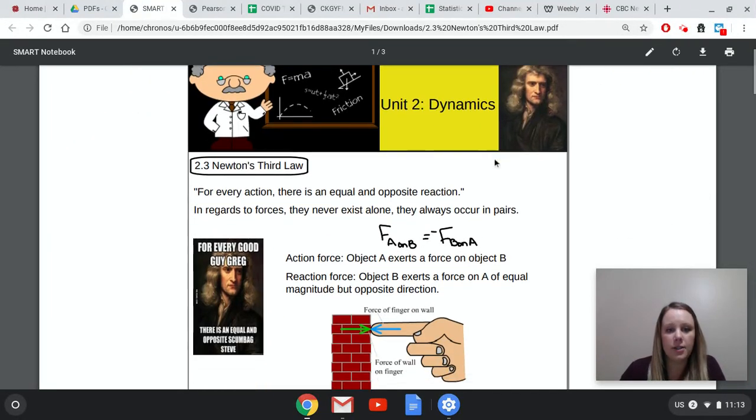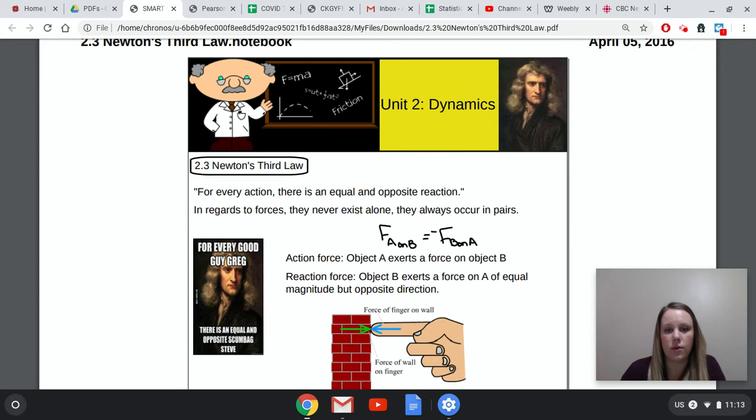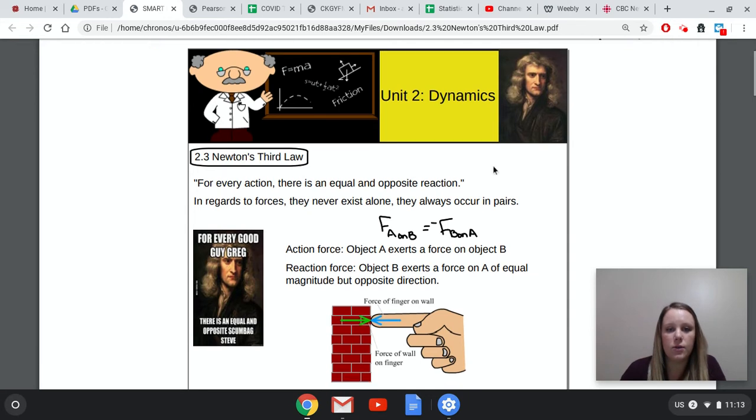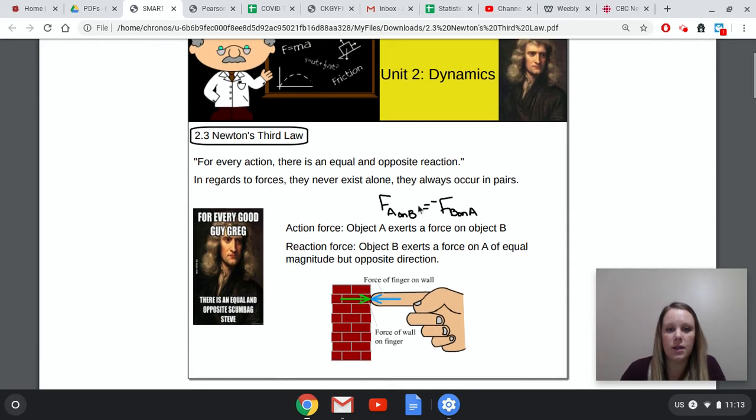For every action, there is an equal and opposite reaction. So in regards to forces, they never exist alone. They always come in pairs. So the force of A on B is equal to the force of B on A in the opposite direction, so a negative sign. So the action force would be my finger on the wall, and the reaction force would be that the wall is exerting a force back on my finger.